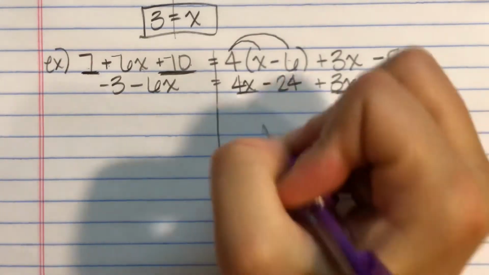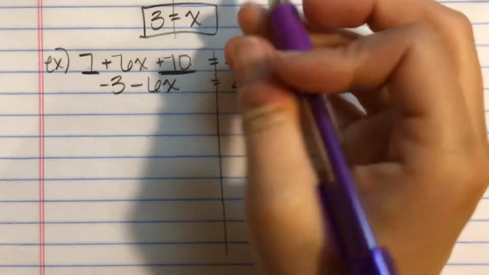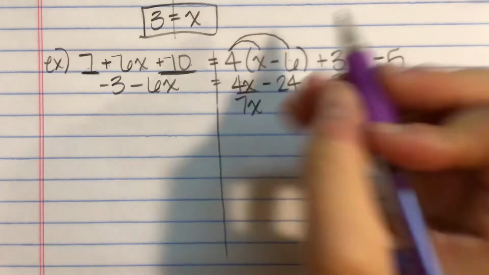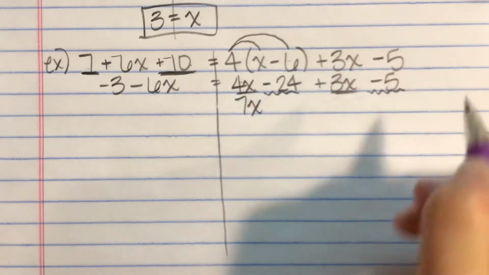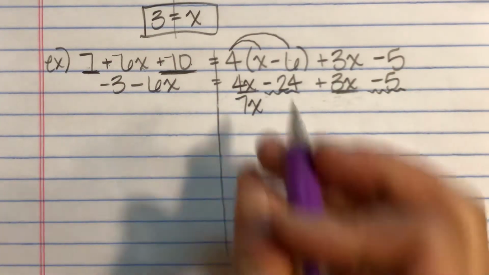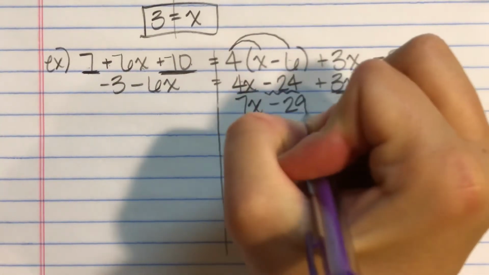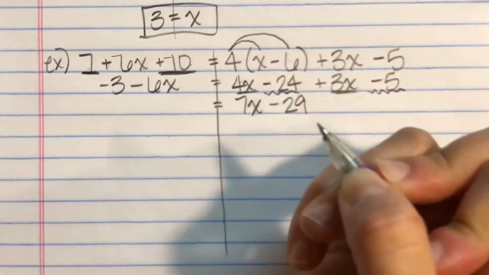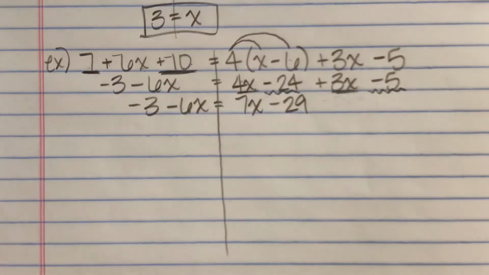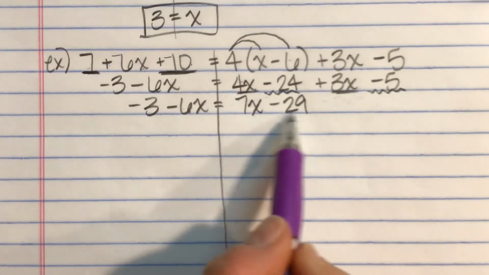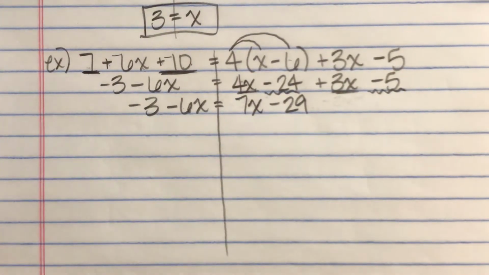Positive 4 and positive 3 makes 7x. Same thing, this negative 24 that doesn't have a variable and this negative 5 that doesn't have a variable, you get negative 29. Okay? So this side, I'm just going to copy it down so everything is nice and lined up. Can I simplify either side anymore? No.